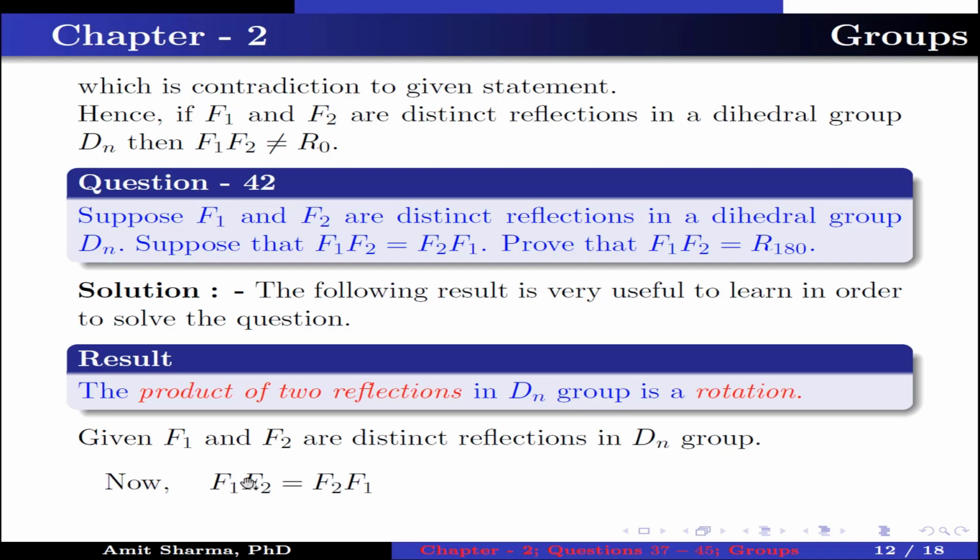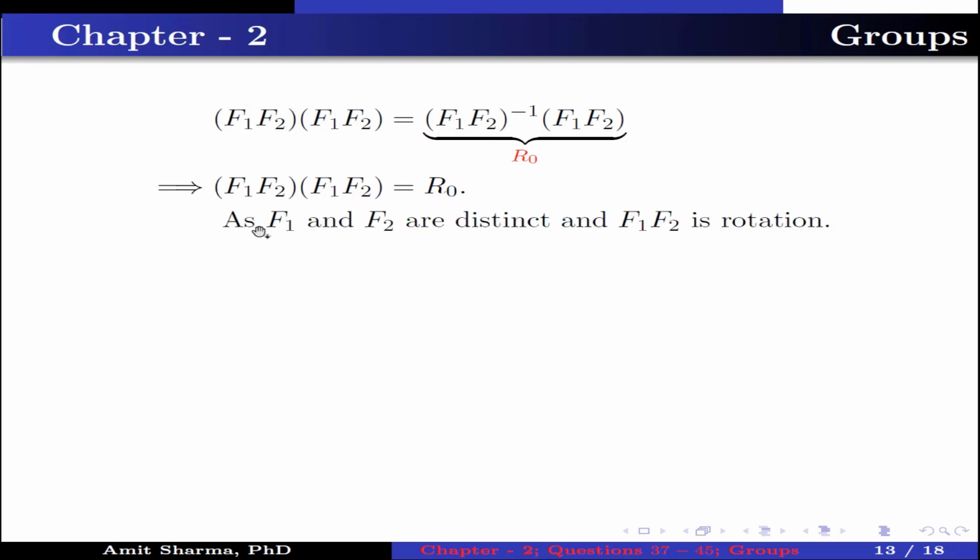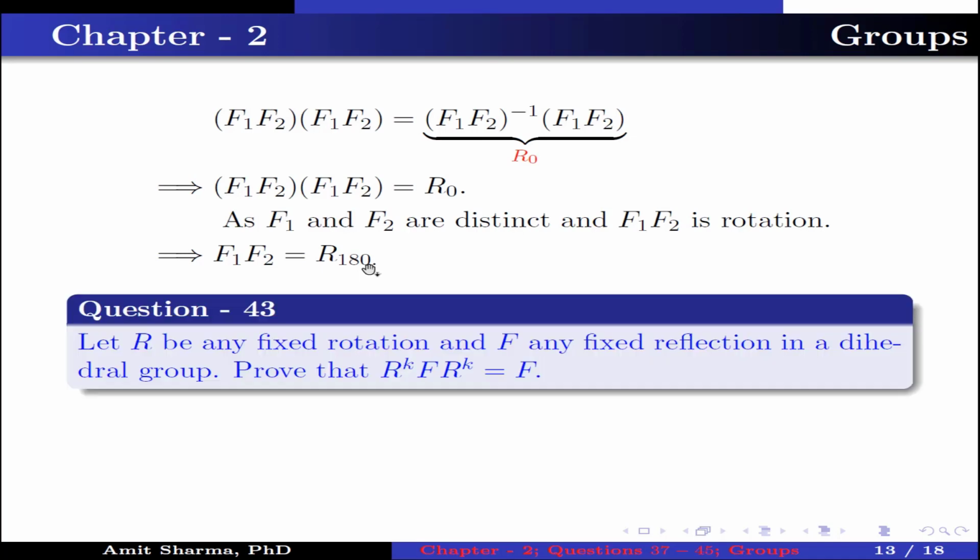Now it is also given that F1 into F2 is equal to F2 into F1, which is further written as F1 into F2 inverse. Why is it so? Because AB inverse can be written as B inverse into A inverse. Now multiply F1 into F2 on both sides, we get F1 into F2 into F1 into F2 is equal to F1 into F2 inverse into F1 into F2, which is equal to R0. This implies F1 into F2 into F1 into F2 is equal to R0. As F1 and F2 are distinct and F1 F2 is a rotation, this implies F1 F2 must be R180.